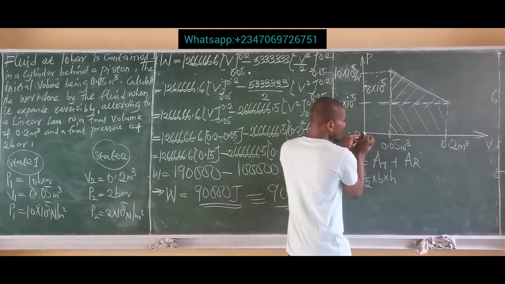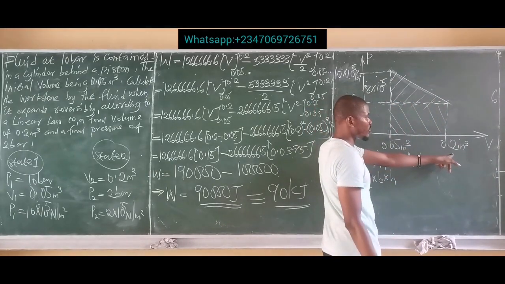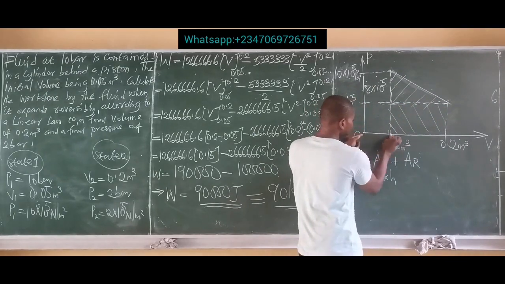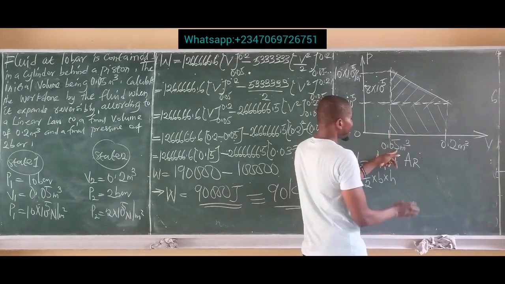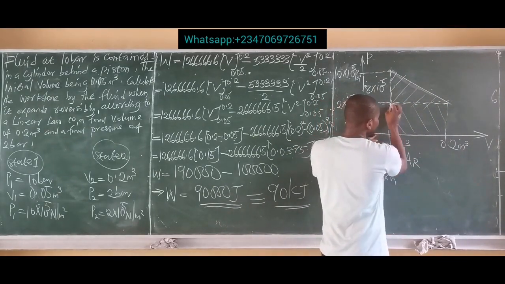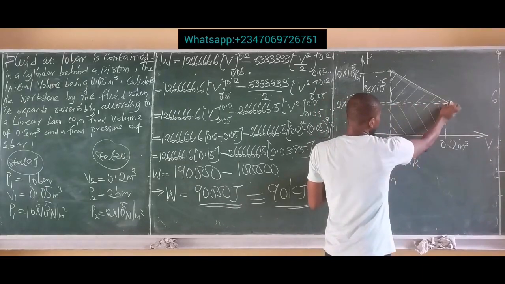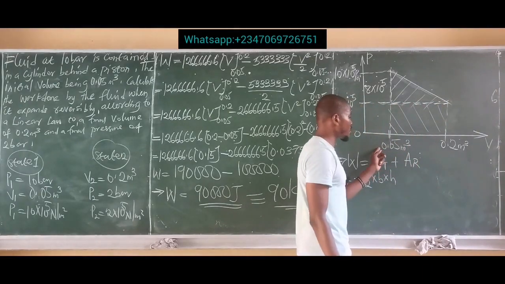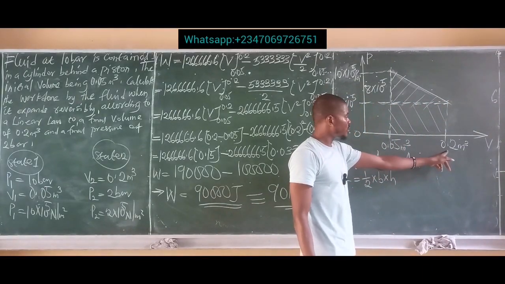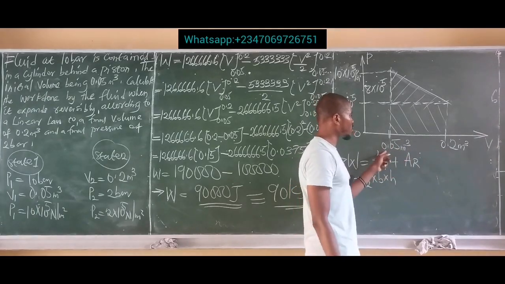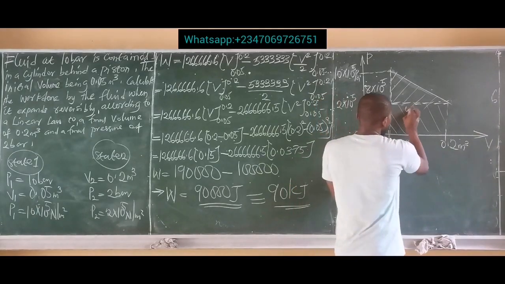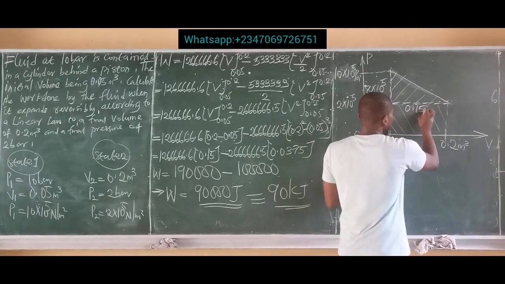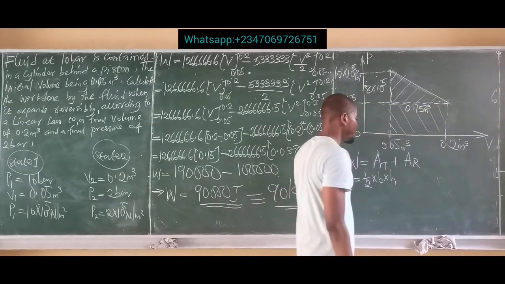If from 0 to this point is 0.2 for the volume, and from 0 to this point is 0.05, that means to get the base of the triangle, we move 0.05 from 0.2. So it becomes 0.2 minus 0.05, and that gives us 0.15 meters cubed. So this becomes the base of the triangle.